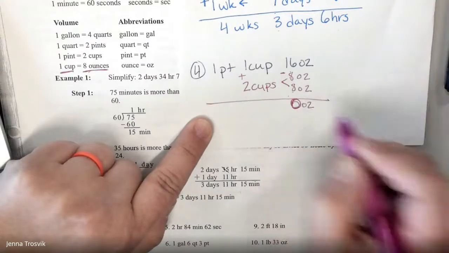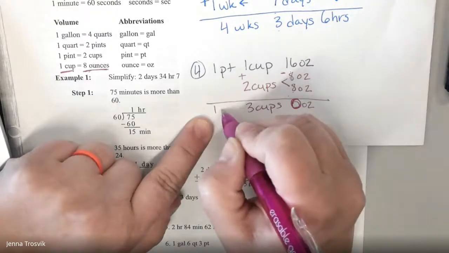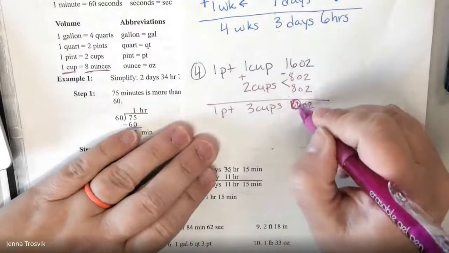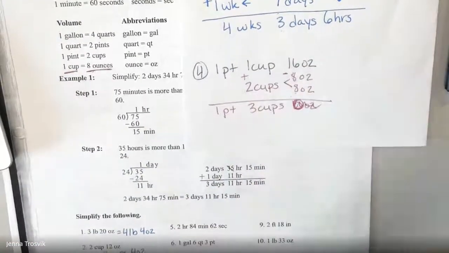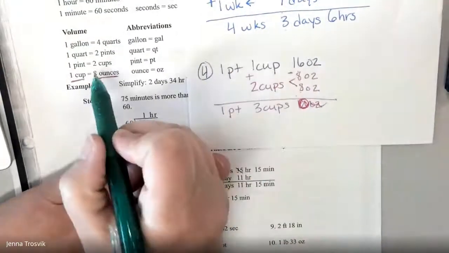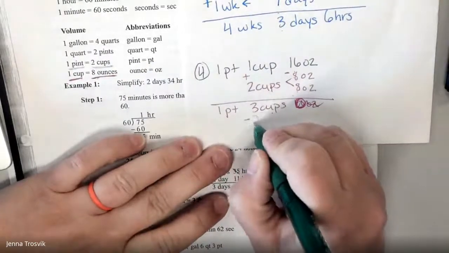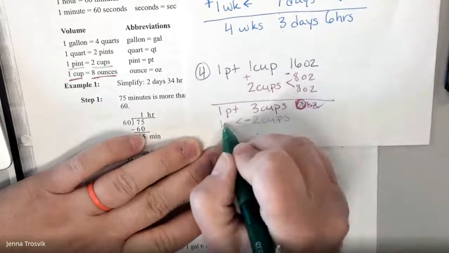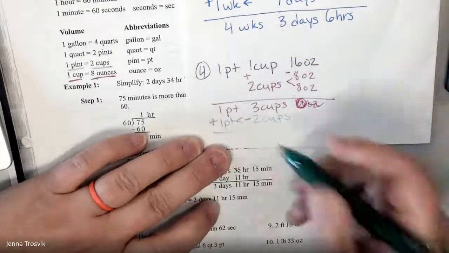So I have 0 ounces left. Then I'm left with 3 cups and 1 pint. Now, I don't have any ounces, so really I don't have to write this anymore. We can just completely leave the ounces off because we converted them into cups. So realistically, now I have 3 cups and 1 pint, but I know that there are 2 cups per pint. So if I know that 2 cups equals 1 pint, I'm going to take 2 cups from the 3 that I have, and I'm going to turn it into another pint. I'm going to add that to the 1 pint that I already have.